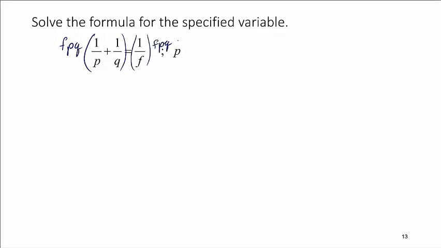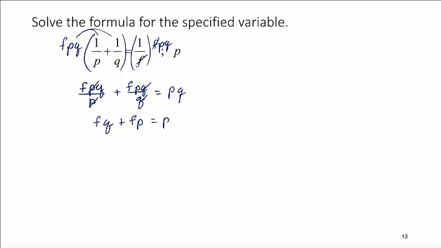And when we do that, again, I'm going to write that somewhat optional step: FPQ over P plus FPQ over Q, right? You have to distribute this to each numerator. Equal to, what's this going to be on the right-hand side? The F's will cancel, and we'll end up with PQ. So over here, P's go away, Q's go away. We have FQ plus FP equal to PQ.